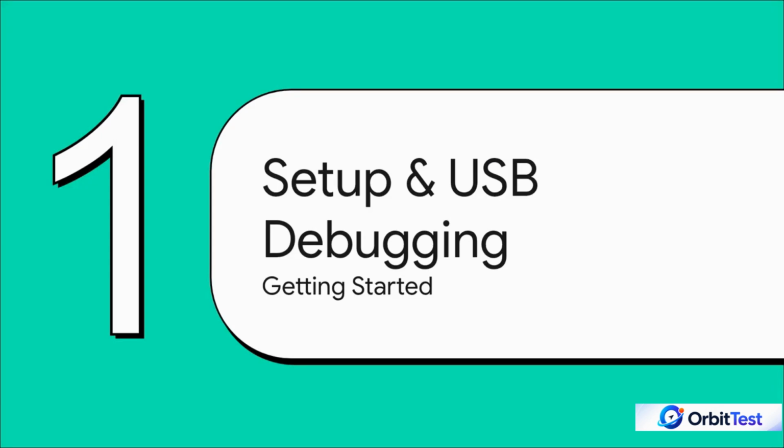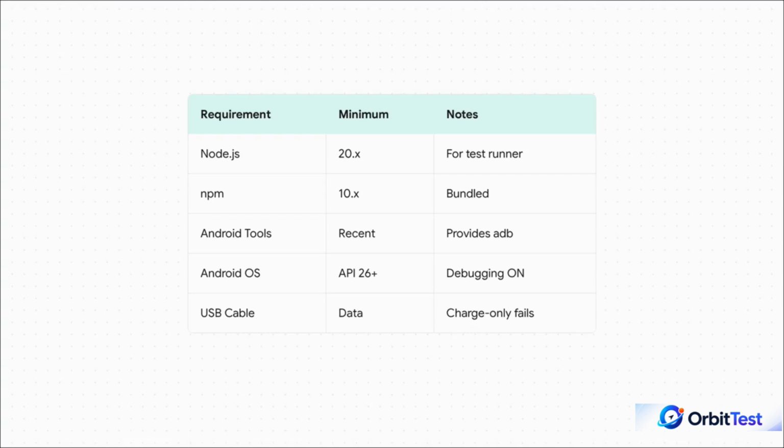All right, let's jump right into Section 1, Setup and USB Debugging. We're going to completely remove the intimidation factor right off the bat. You really don't need heavy infrastructure to get off the ground here. Your minimums are super straightforward. You need Node.js version 20 or higher for the test runner, NPM, and any recent version of Android Studio or platform tools just to provide that Android debug bridge, or ADB, command. You'll also need an Android device running Android 8 or newer.